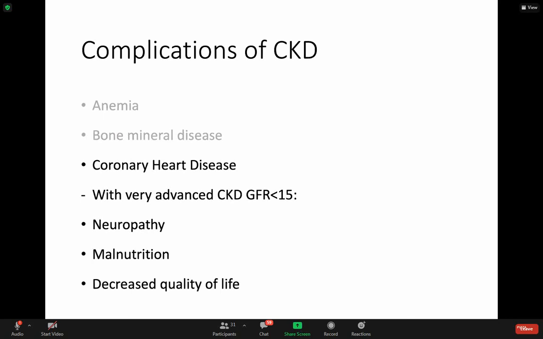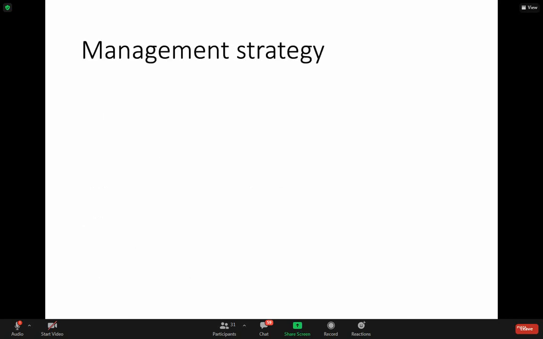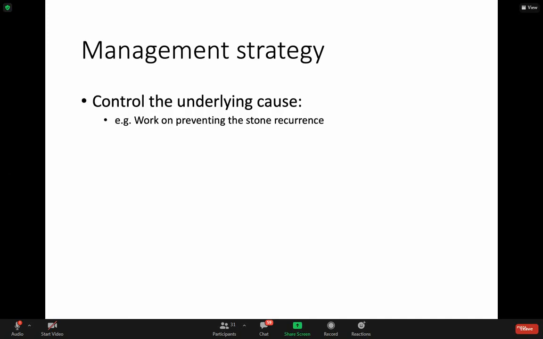زين. طيب, how would you manage patients with chronic kidney disease? You will control the underlying causes, right? So, for example, you will work on preventing the stones recurrence.